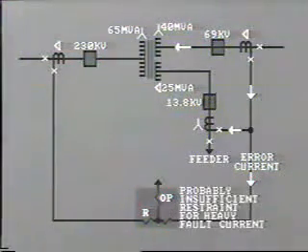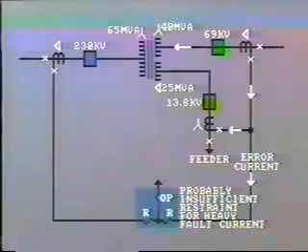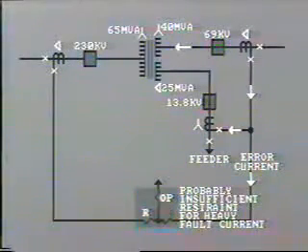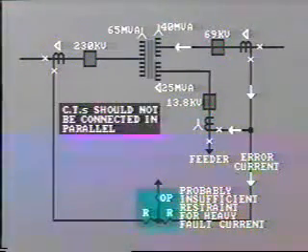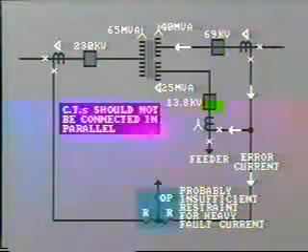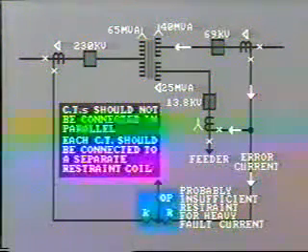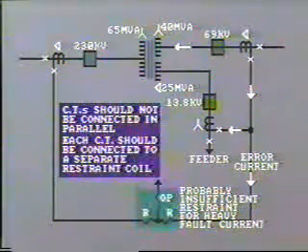This would probably be insufficient, especially for a heavy through fault on the transformer. Hence, the reliability of the protection would be considerably reduced. For this reason, remember, CTs should not be connected in parallel, and each CT should be connected to a separate restraint coil.